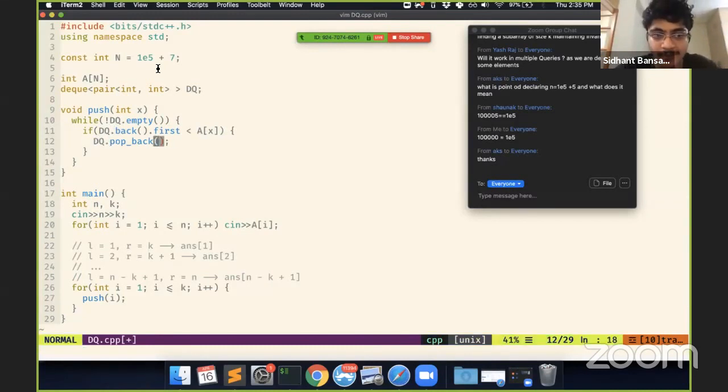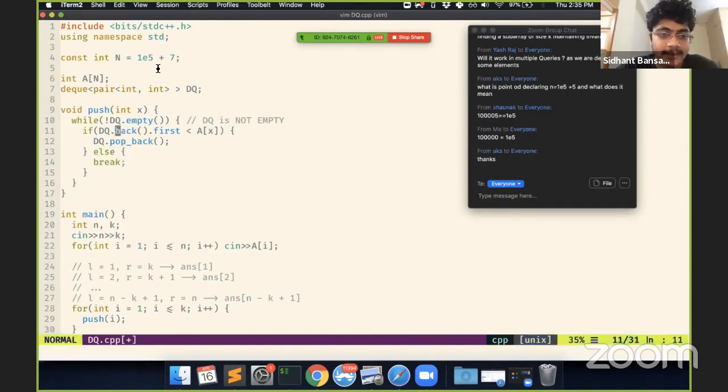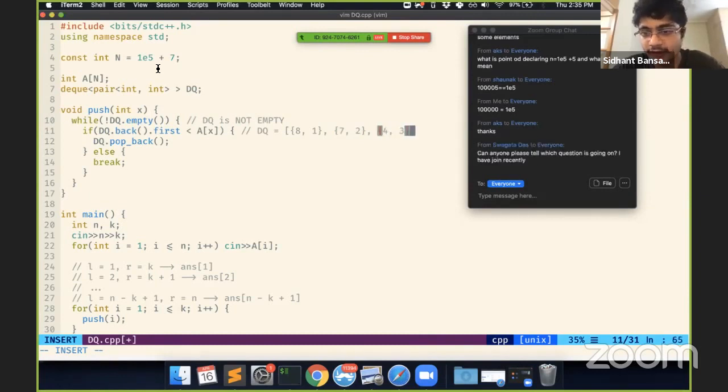I'm popping back, popping back, popping back. The condition generally is that you do that till the time the structure doesn't go empty. So here I'm saying till the time the DQ is not empty, run this thing, which is saying if the back of the DQ, let's say the DQ right now looks like this, 8,1, 7,2, 4,3.